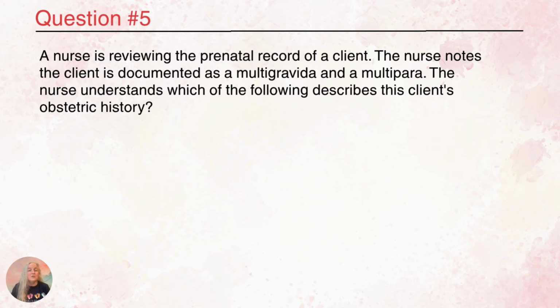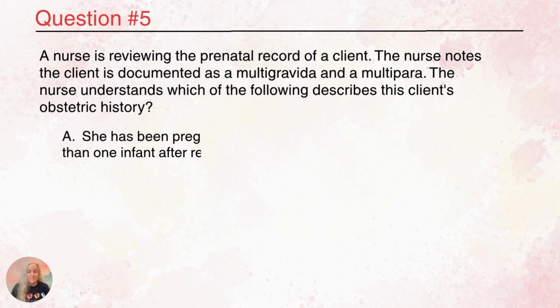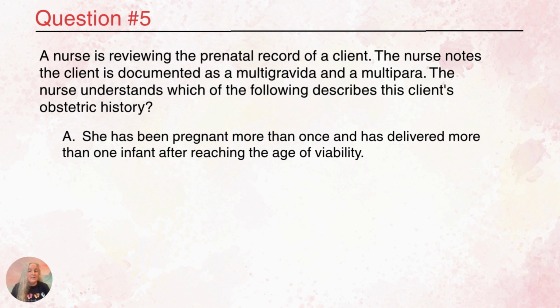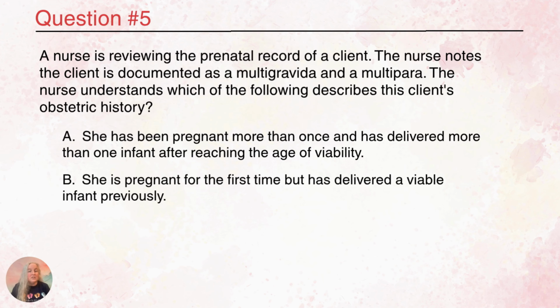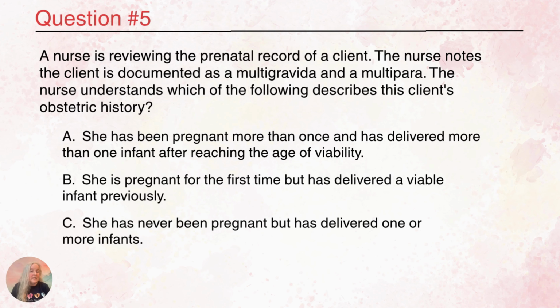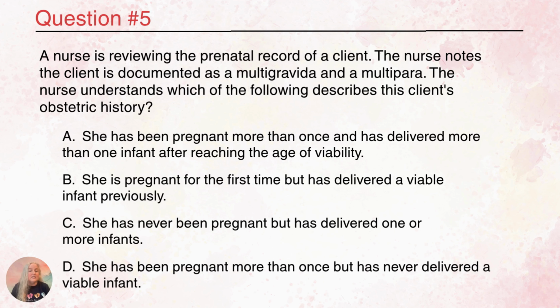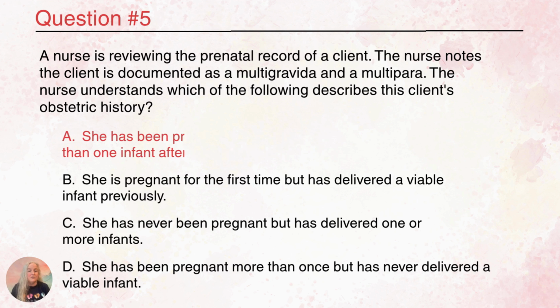Our next question, a nurse is reviewing the prenatal record of a client. The nurse notes that the client is documented as a multigravida and a multipara. The nurse understands which of the following describes this client's obstetric history. A, she has been pregnant more than once and has delivered more than one infant after reaching the age of viability. B, she is pregnant for the first time but has delivered a viable infant previously. C, she has never been pregnant and has delivered one or more infants. Or D, she has been pregnant more than once but has never delivered a viable infant. The best answer for this question is A.